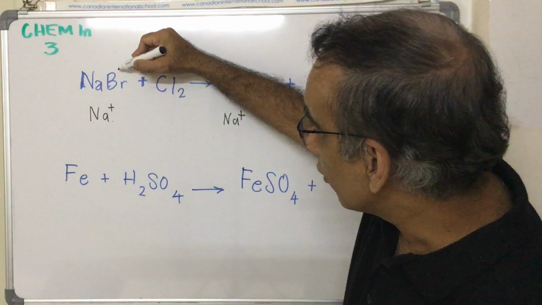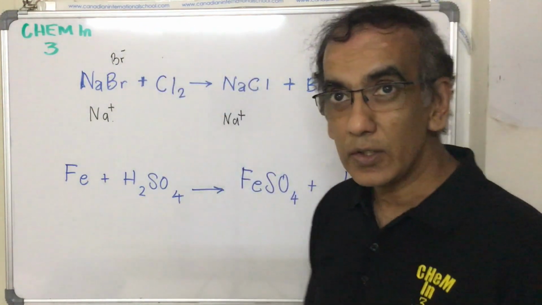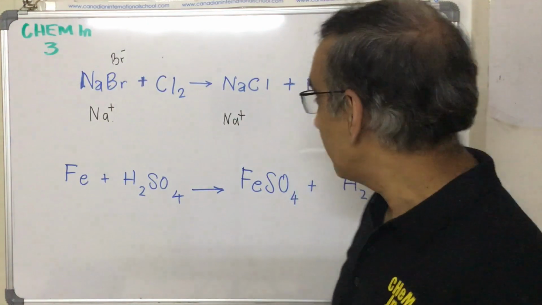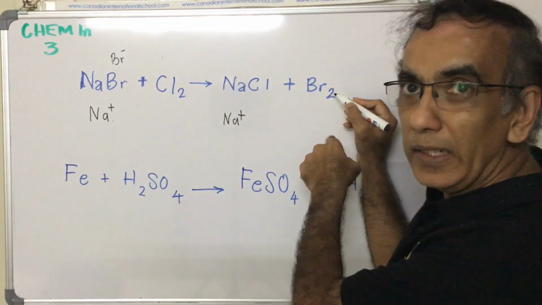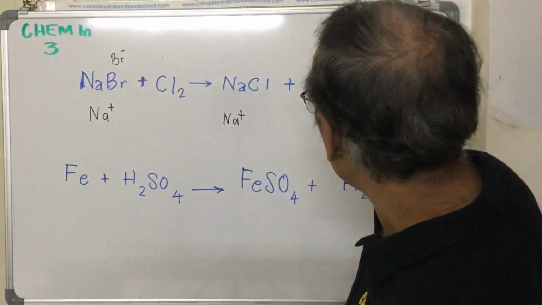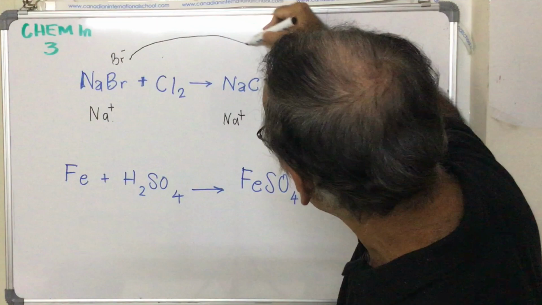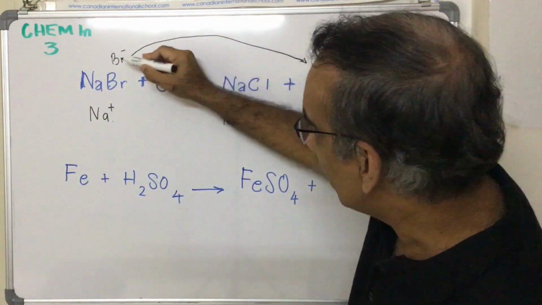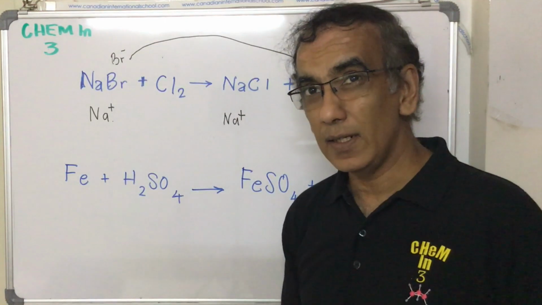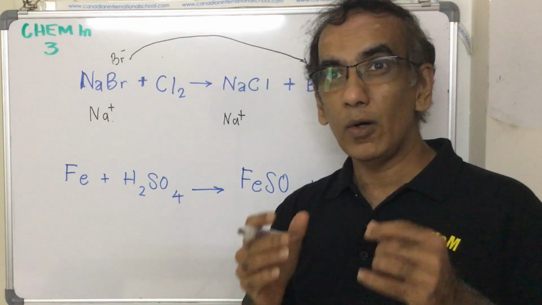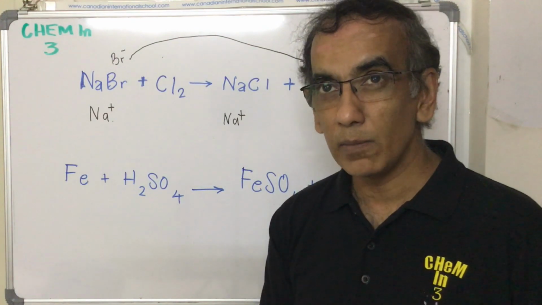And here you have bromine, Br negative, oxidation state -1, and here you have bromine now combined with another bromine, which means its oxidation state is 0. So the oxidation state change for bromine is from -1 to 0. That's an increase in its oxidation number, and oxidation can be defined as an increase in oxidation number.